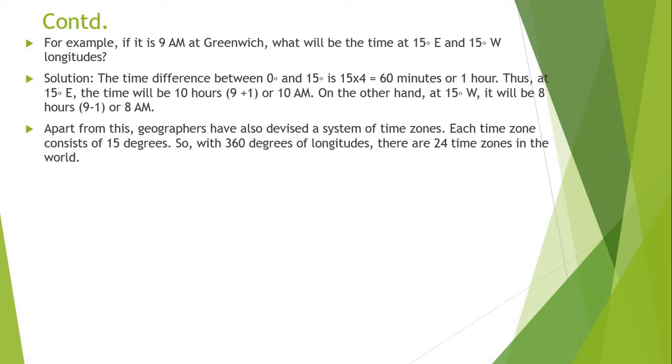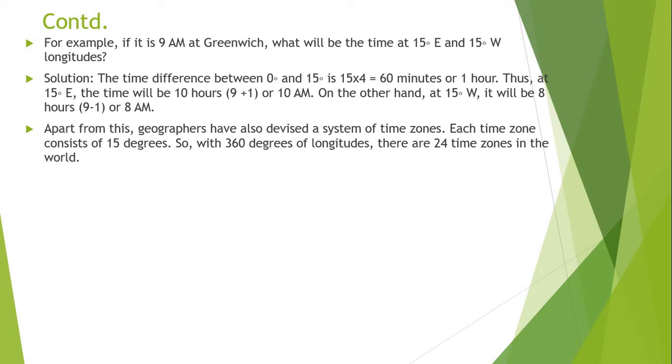For example, if it is 9 a.m. at Greenwich, what will be the time at 15 degree east and 15 degree west longitude? Now let me explain the solution. The time difference between 0 degree and 15 degrees is 15 degrees into 4 minutes, that equals 60 minutes or 1 hour. That means in 1 hour the sun's rays travel 15 degrees.